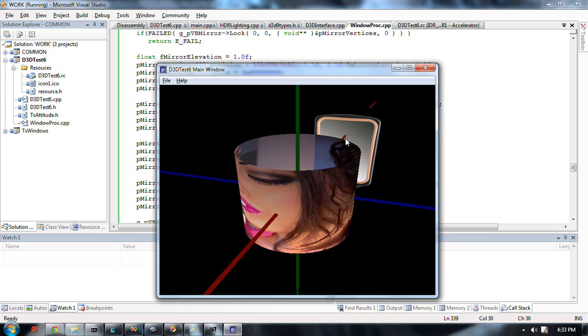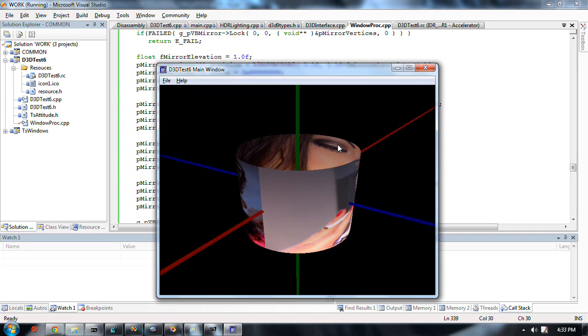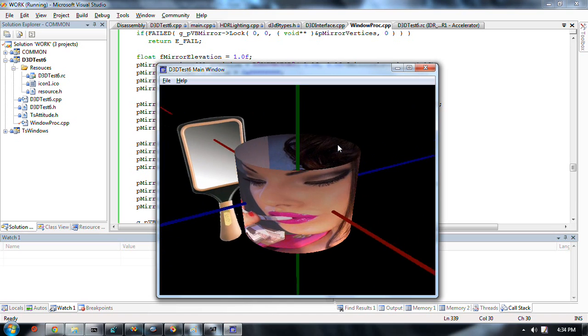Here it is. It's quite low, and there's no way we're going to see that. No. This just can't see it.